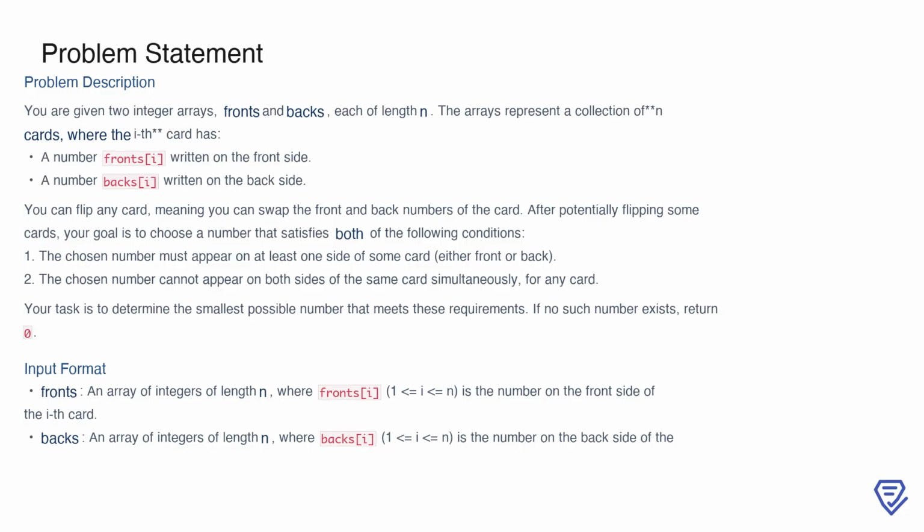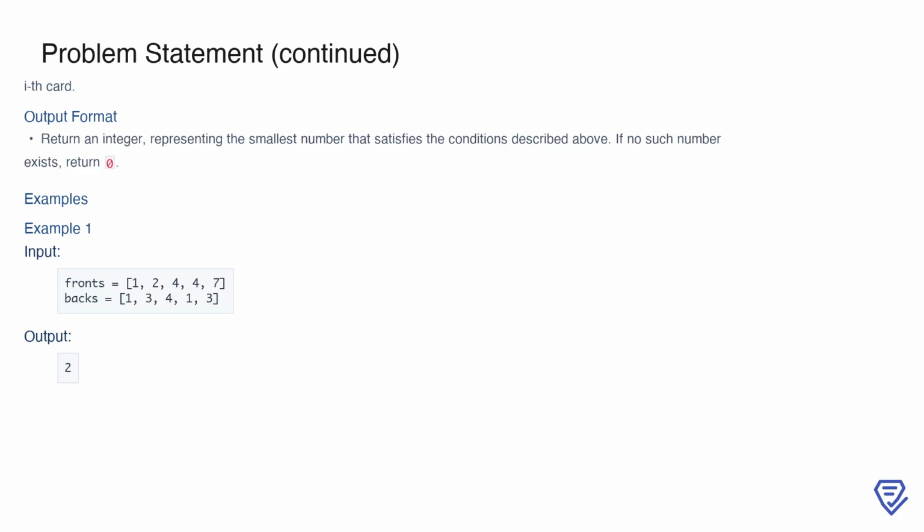This setup introduces an interesting challenge of evaluating the cards to determine the smallest valid number while adhering to these constraints. The output for this problem is a single integer, which represents the smallest number that meets the conditions we just discussed. If no such number exists, the output should be 0. Let's understand this better with some examples.